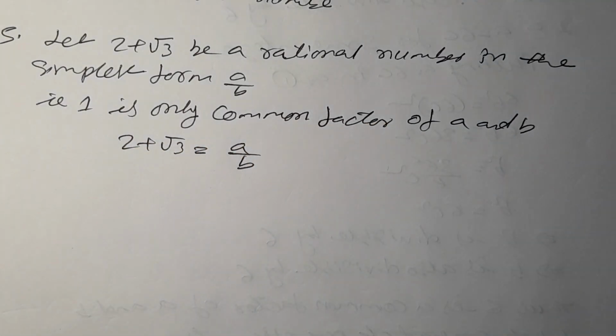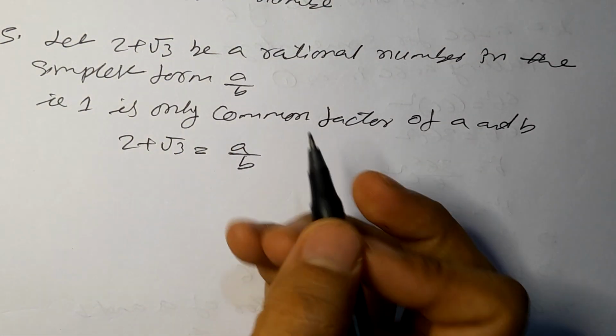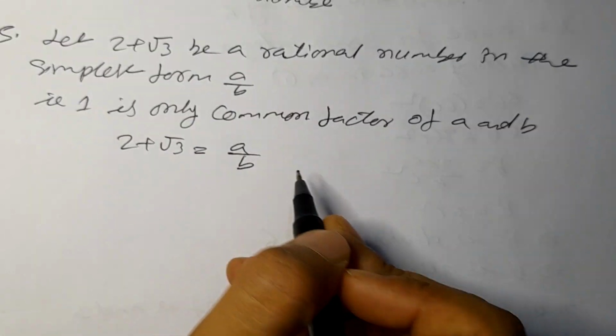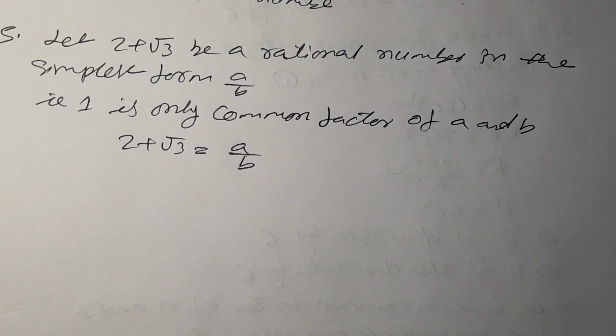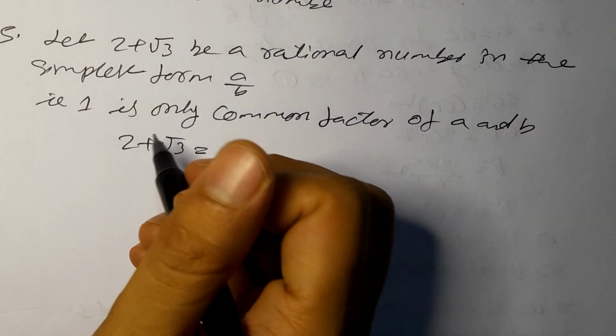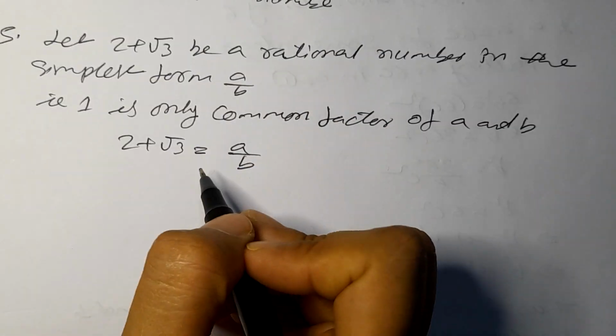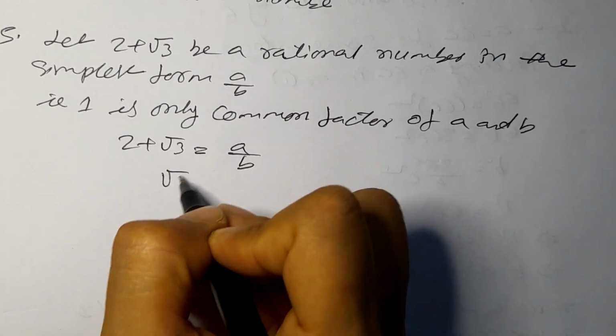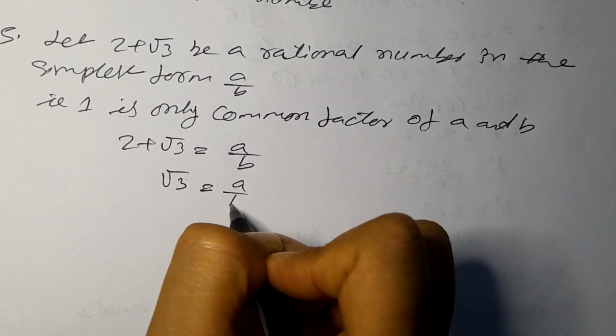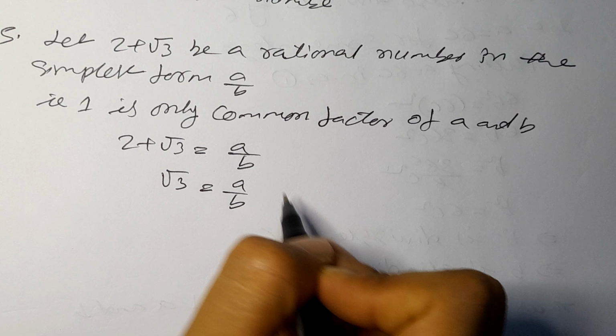Here, what is the condition? Our main target is this: on one side we have to keep the root value. So here I have the root 3, and we are going to keep root 3 on this side and take any other number, excluding the root value, to the other side. Now we are going to take the 2 to that side. So root 3 equals a by b, and this is plus 2, so it will be minus 2.